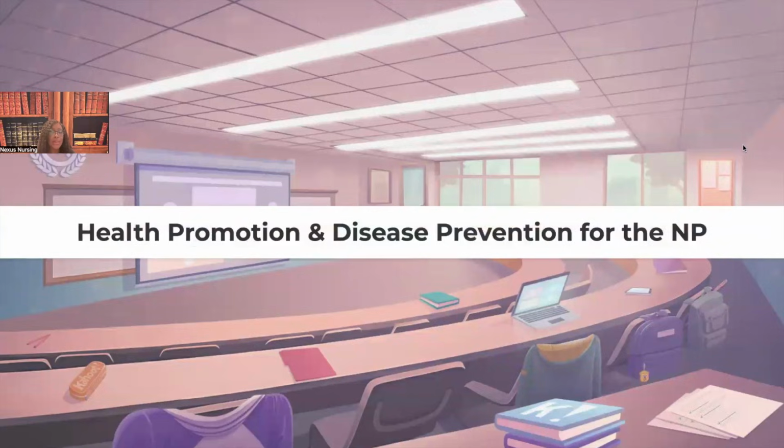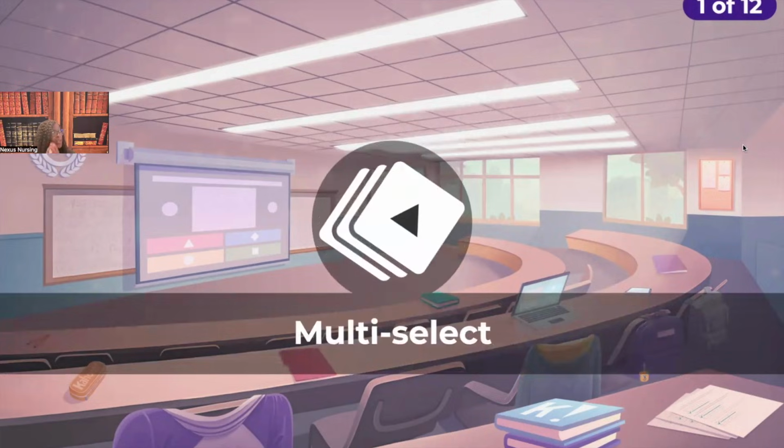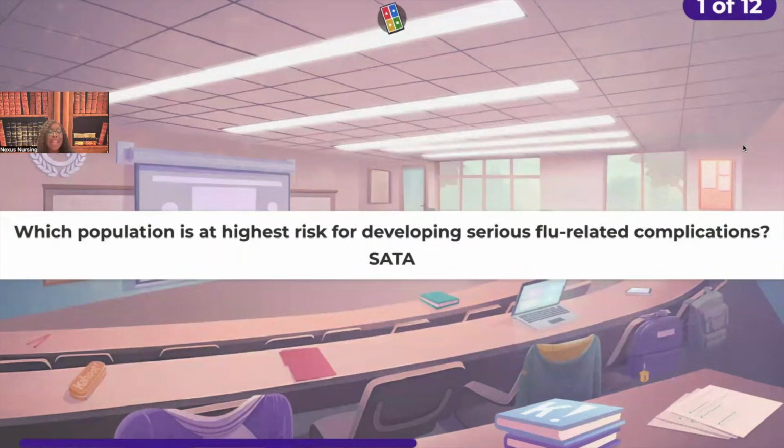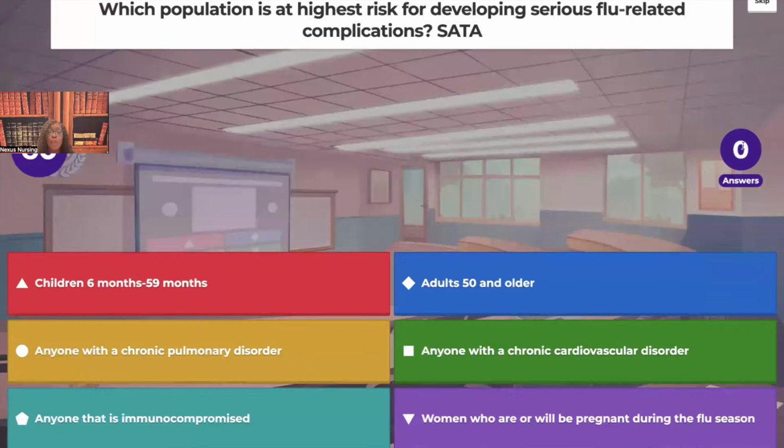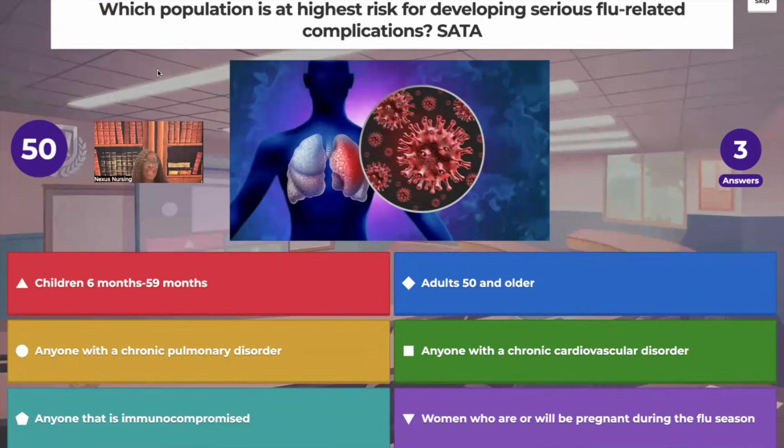Health promotion and disease prevention for the nurse practitioner student. First question. Select all that apply. Which population is at highest risk for developing serious flu-related complications? Here are your options. Children 6 months to 59 months, adults 50 and older, anyone with a chronic pulmonary disorder, anyone with a chronic cardiovascular disorder, anyone that is immunocompromised, women who are or will be pregnant during the flu season. Those are your options. Select all that apply.